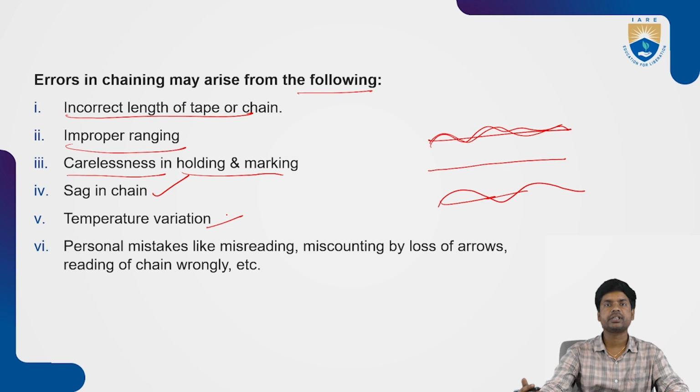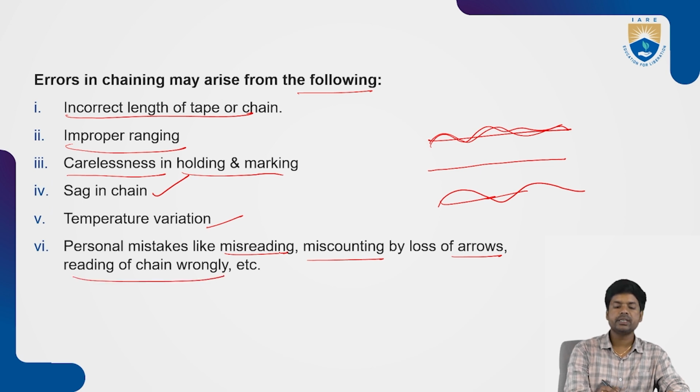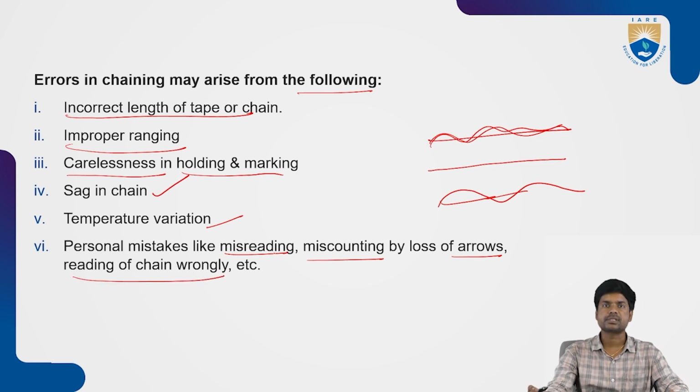If the temperature variation is high, then it is going to affect the lengths of chains or tapes. And personal mistakes like misreading, miscounting, or loss of arrows, reading the chain wrongly. These are the personal mistakes. You have to read the measurements carefully, and you have to place the arrows at the intermediate points carefully.